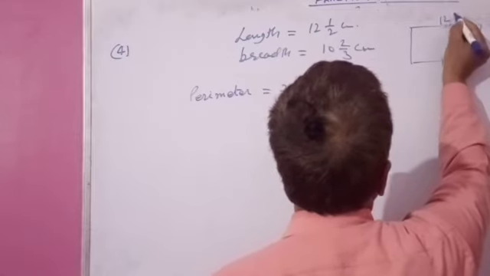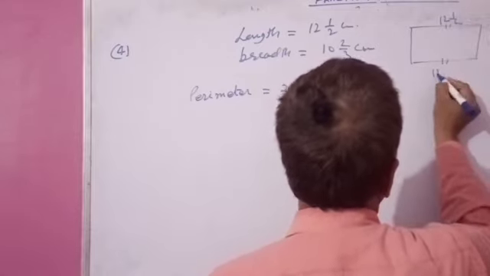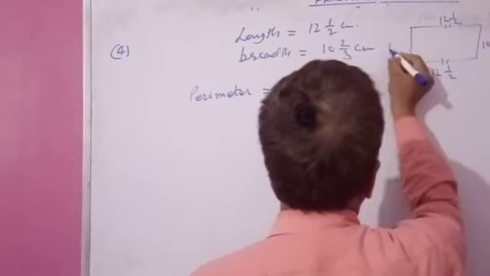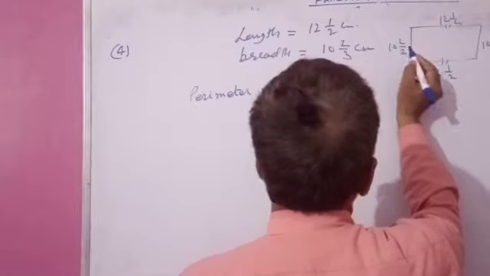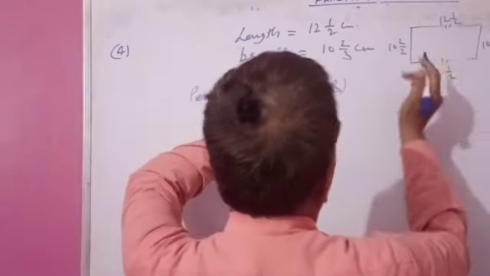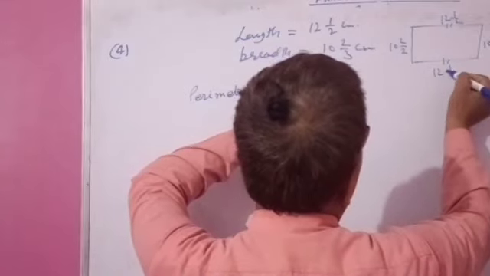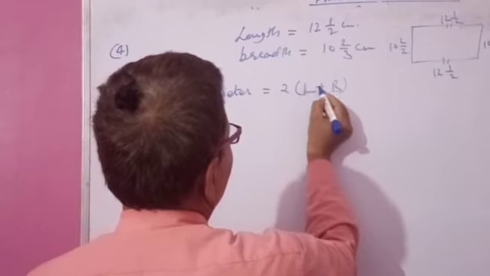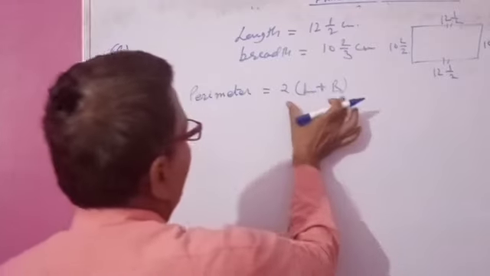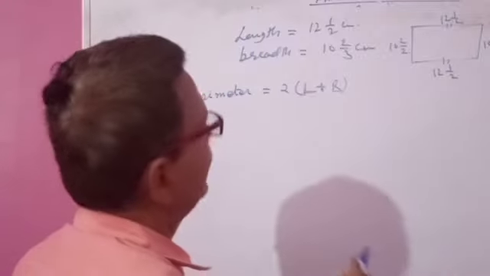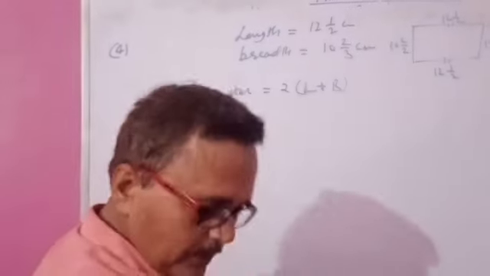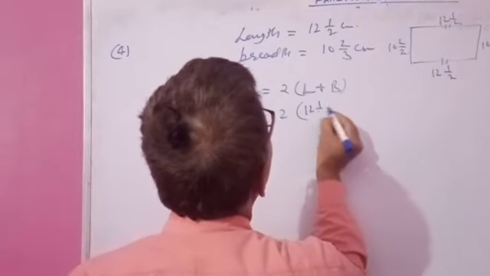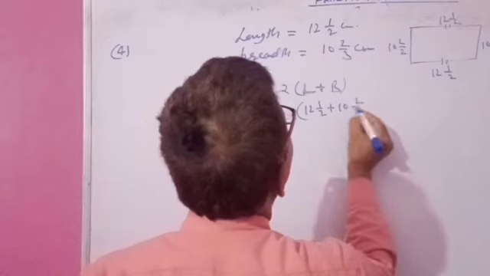So this will be 12 whole 1 upon 2, this will also be 12 whole 1 upon 2, and this is 10 whole 2 upon 3, this is 10 whole 2 upon 3. So length is coming two times and breadth is coming two times. So we will multiply length plus breadth by 2. This will be the perimeter of the rectangular sheet. Now for the rectangular paper, 2 times length, which is 12 whole 1 upon 2, plus 10 whole 2 upon 3.